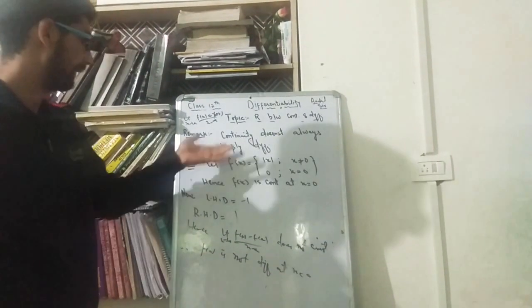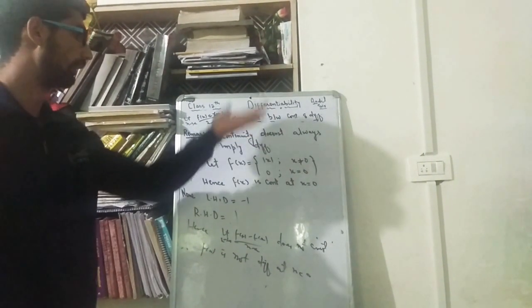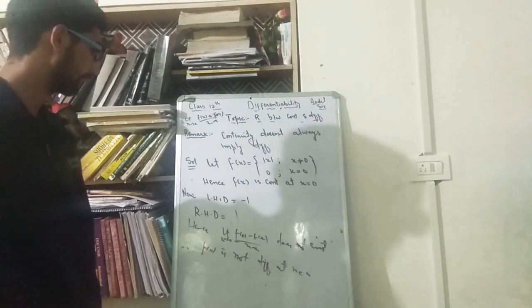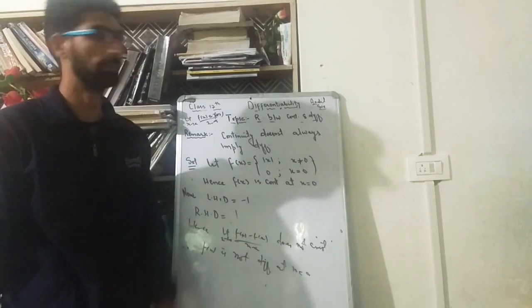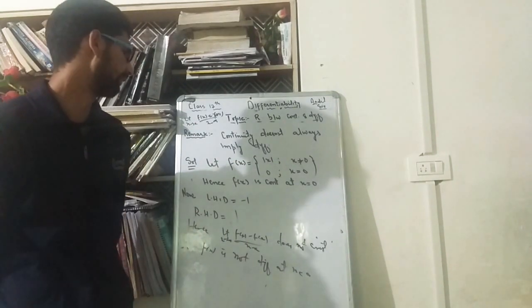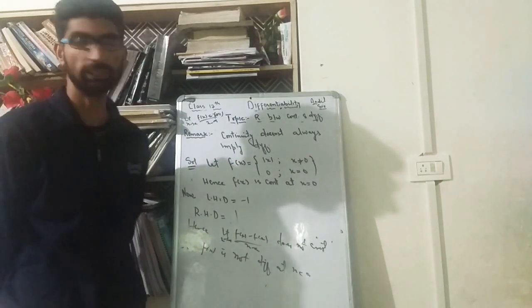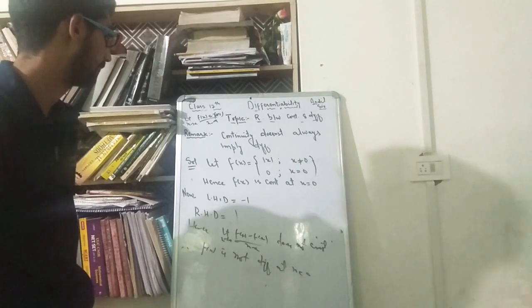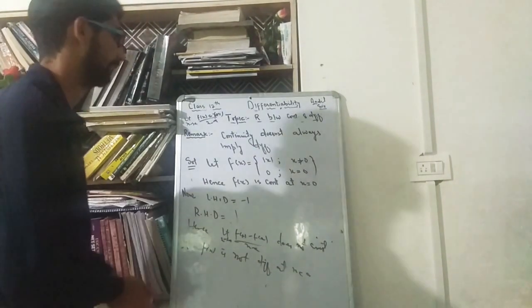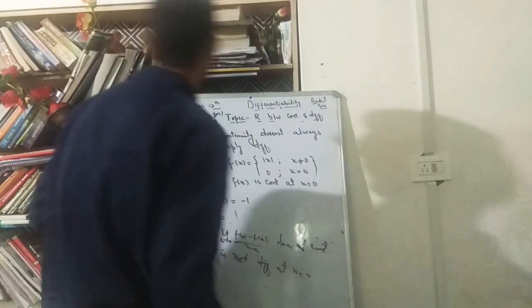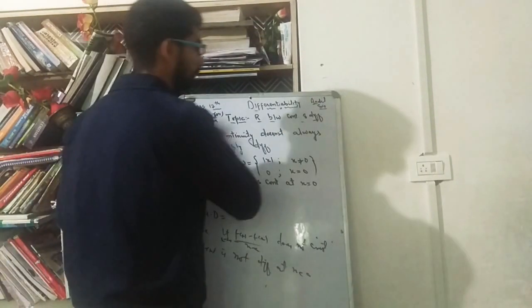Hence proved, continuity does not always mean differentiability, because we had a function f of x equal to modulus of x, and we got that this function is continuous at point x is equal to 0, but the function is not differentiable at x is equal to 0. And this was our remark, and it's all about the relation between continuity and differentiability.